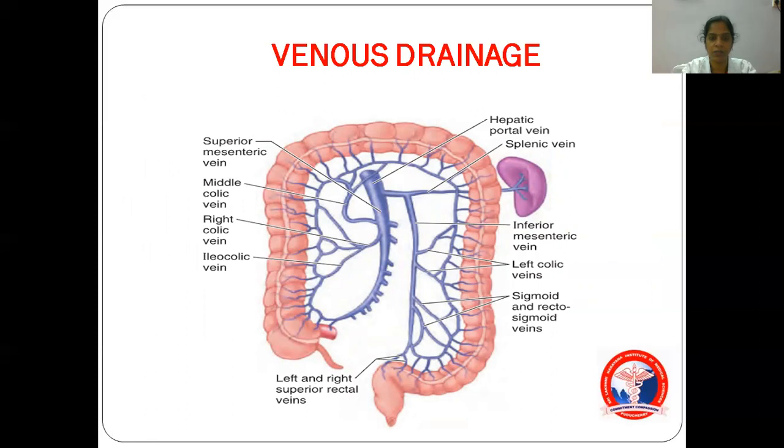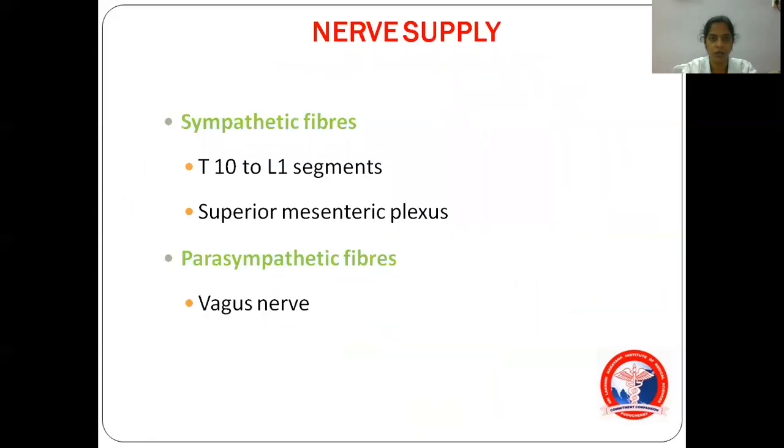So we discussed the blood supply and venous drainage. What is the next one? What are we going to discuss? That is the nerve supply. You know all the organs are under control of the autonomic nervous system, which consists of sympathetic fibers and parasympathetic fibers. So here also the cecum is under control of the autonomic nervous system. The sympathetic fibers arise from T10 to L1 spinal segments. They form the superior mesenteric plexus and it supplies the cecum.